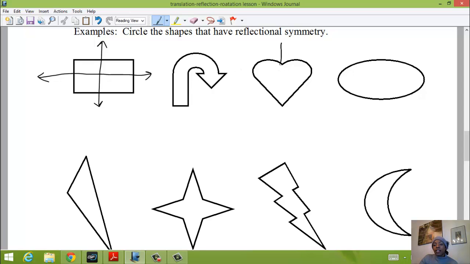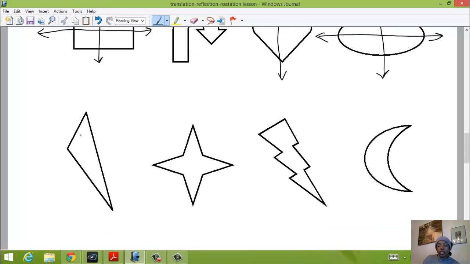What about this heart? I think that if I'm sorry, freehand. So you get the idea. Yes, it does have reflectional symmetry. What about this oval? I can do this, and these are lines, so that's why they have arrowheads. I can do that. Can I do a diagonal line? No. Let's look at this triangle. Is there any kind of way I can draw a line so that it could line up right on top of itself? The answer is no, meaning it does not have reflectional symmetry.